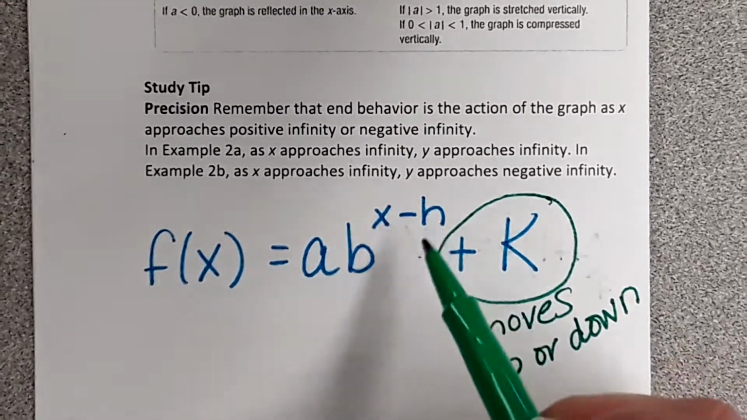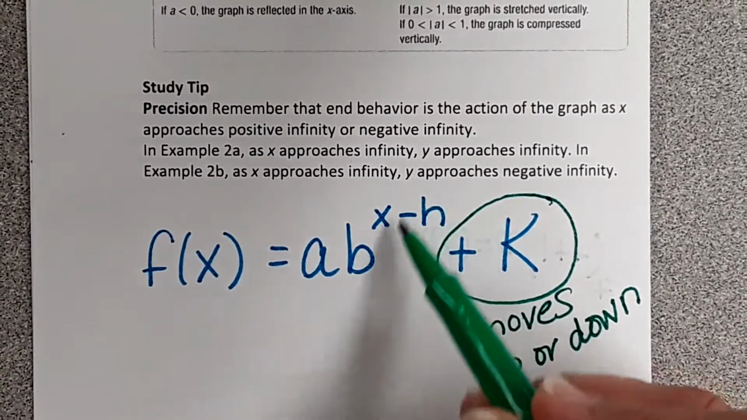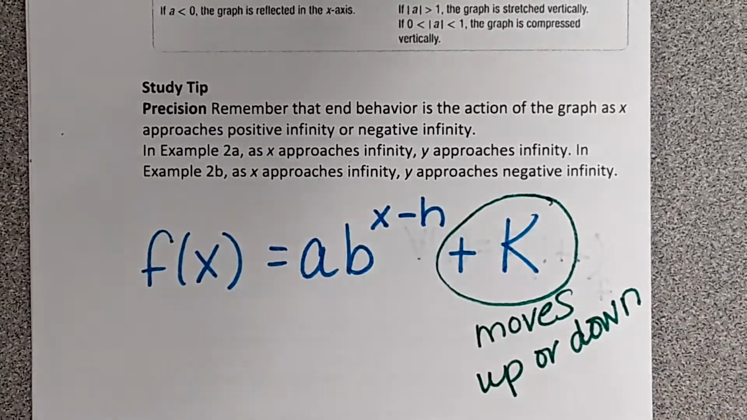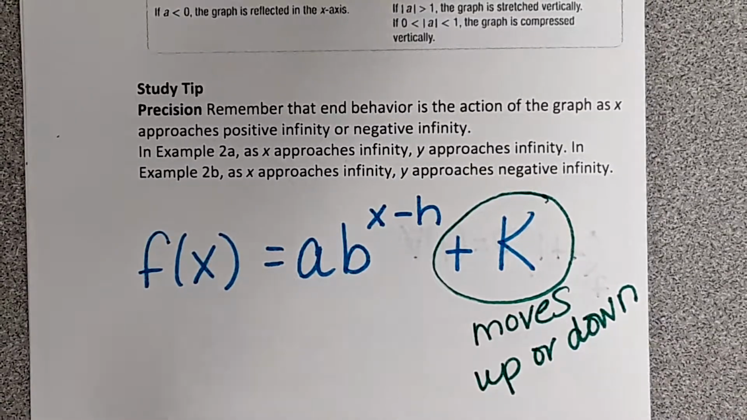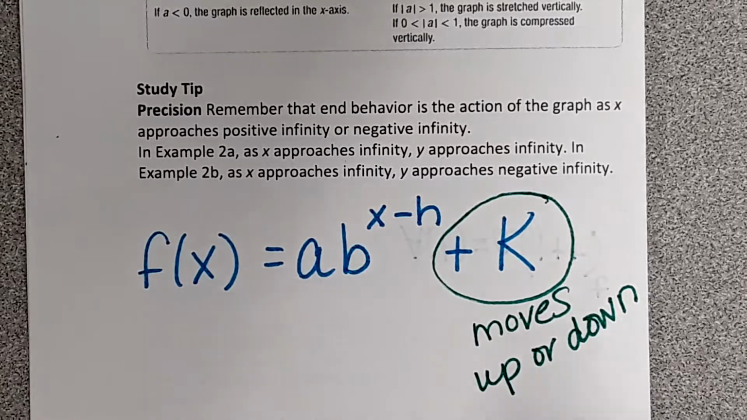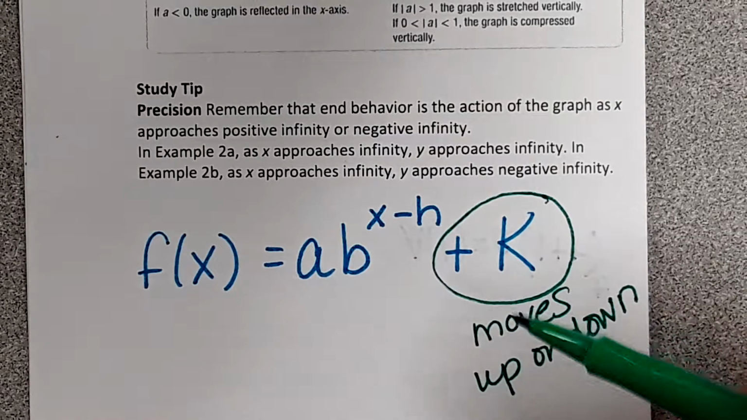And again, it's just the opposite. So if it's negative h, you guys, then it moves it to the right. If it's positive h, it moves it to the left. And the a is going to tell us if it's stretched or compressed, okay? The big ones that we're going to have to worry about are h and k.